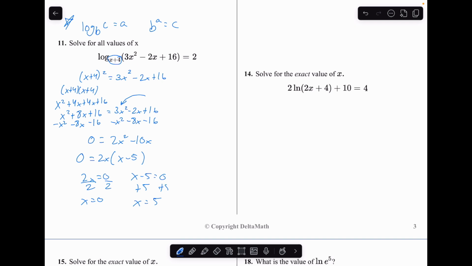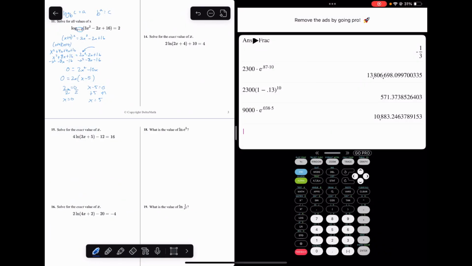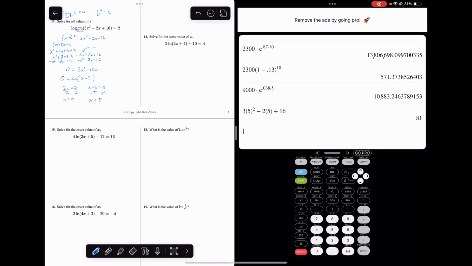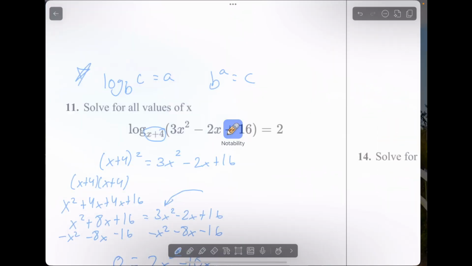When I plug a 0 in, I get a 16, which is good. And when I plug a 5 in, 3 times 5 squared, oops, that's to the 5th, minus 2 times 5 plus 16, I get 81, so that one's good. All right, so that is how we can go about something like that.